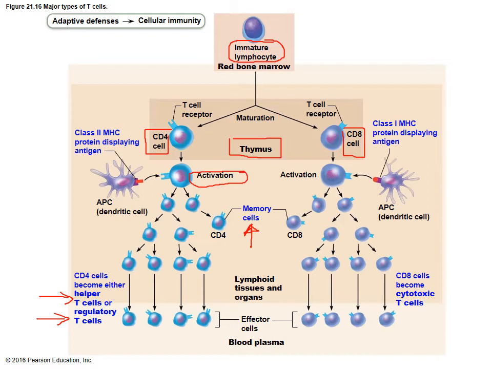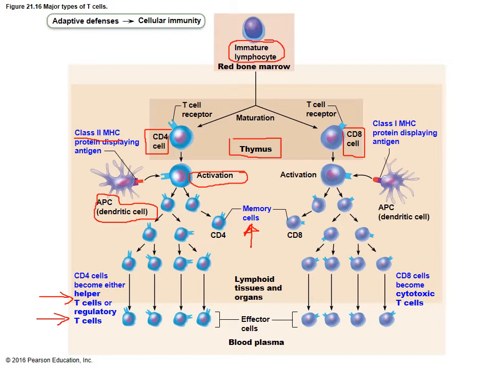So what's involved in its activation? For the CD4 cell, it's going to have to interact with an antigen-presenting cell, like our little dendritic cell right here. It's going to have to interact with the class 2 MHC protein. MHC was briefly mentioned in our previous part. It stands for Major Histocompatibility Complex. It is a protein that can house an antigen.